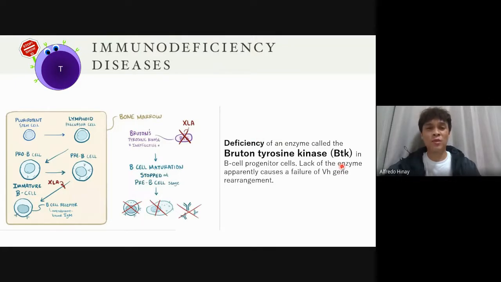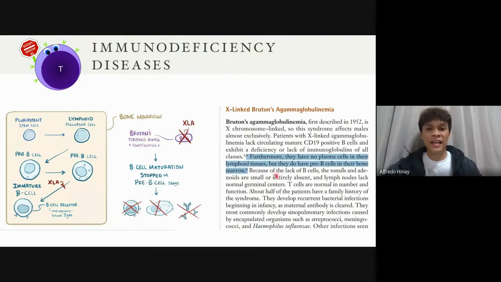That is why, class, when you read your book, it says, furthermore, they have no plasma cells in their lymphoid tissues, but they do have pre-B cells in the bone marrow.